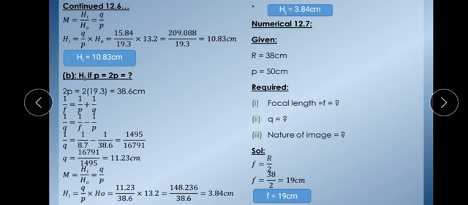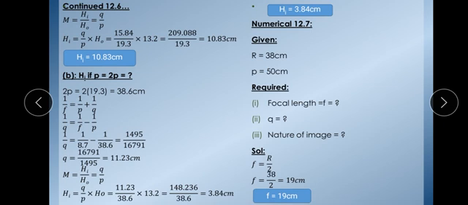First, I'm going to repeat the statement of 12.6 numerical: an image is produced by a concave mirror of focal length 8.7 centimeter. The object is 13.2 centimeter tall at a distance 19.3 centimeter from the mirror. Find the location and height of the image. In second part B, find the height of the image produced by the mirror if the object is twice as far from the mirror.